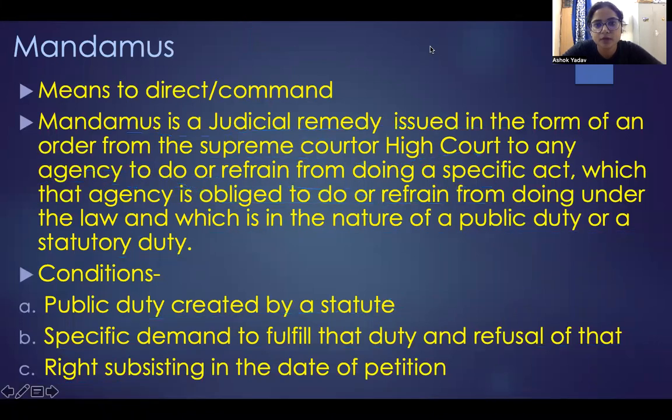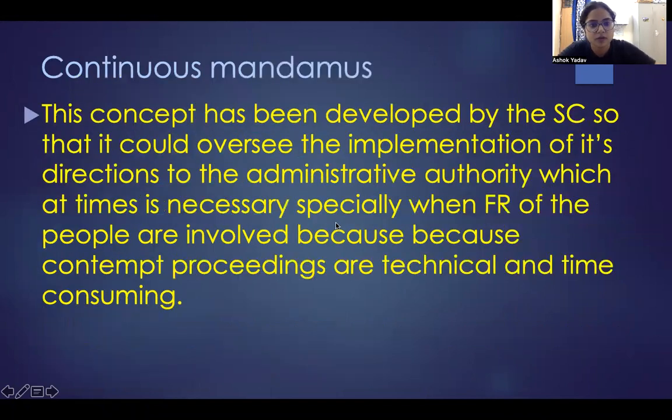Okay. Now, next writ. But there's one more thing to this writ. There's a new concept which is emerging nowadays. It is continuous mandamus, a concept developed by the Supreme Court so that it can oversee the implementation of its directions to the administrative authority, which at times is necessary, especially when fundamental rights of the people are involved, because contempt proceedings are technical and time consuming.